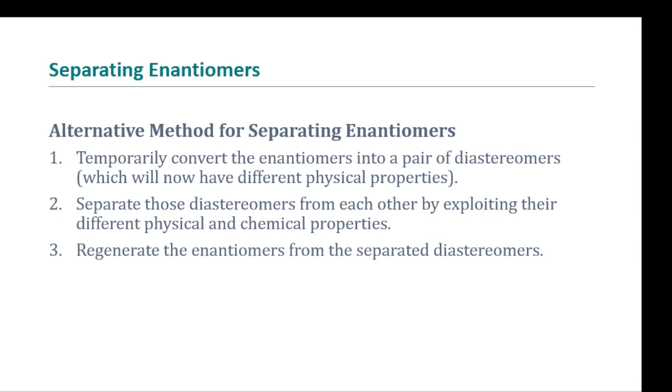So, one, you can temporarily convert the enantiomers into a pair of diastereomers. This will now have different physical properties, and so you can separate them using the normal sorts of physical property separations you've normally done. For example, you can do a crystallization as solvent, you could do a distillation, any of those would work, depending on what diastereomers you end up with. Okay? You can separate those diastereomers from each other by exploiting their different physical and chemical properties, of course. You can regenerate then the enantiomers from your separated diastereomers.